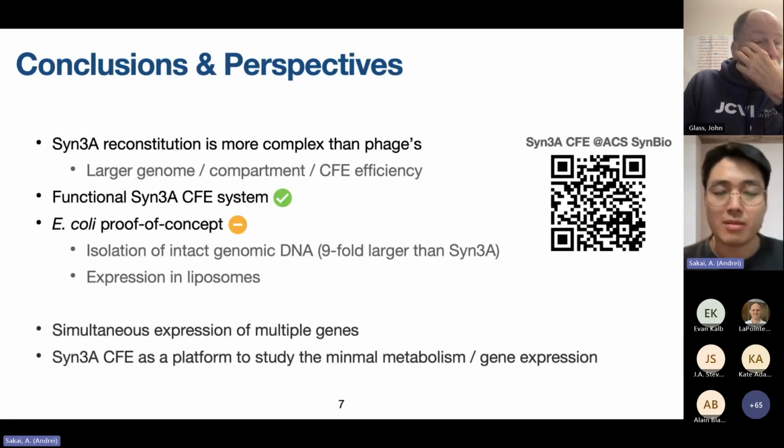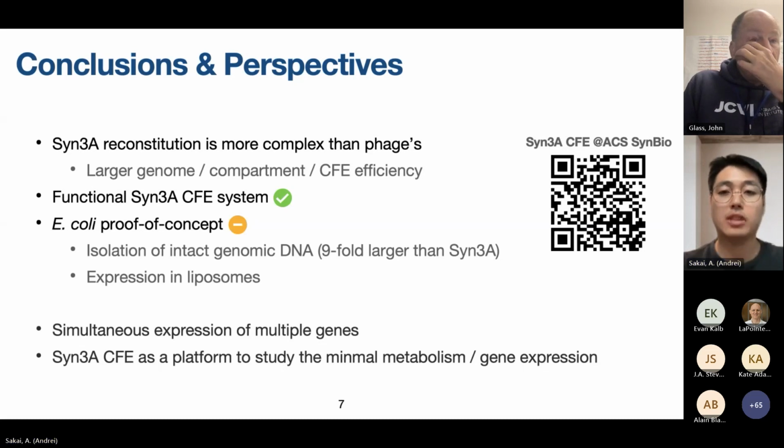Which brings me to the conclusions of this presentation. Now we have these functional syn3A systems which we can use to reconstitute this entire syn3A cell. This can be a bit more complex compared to the phage experiments that I showed in the beginning, in terms of the size of the genome, the requirement for compartmentalization, and also the efficiency of the cell-free expression systems.